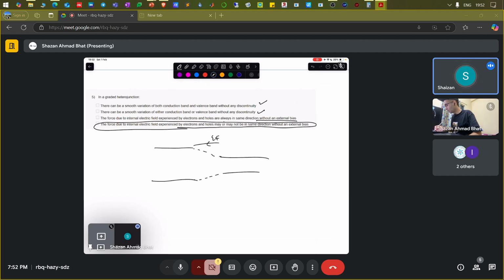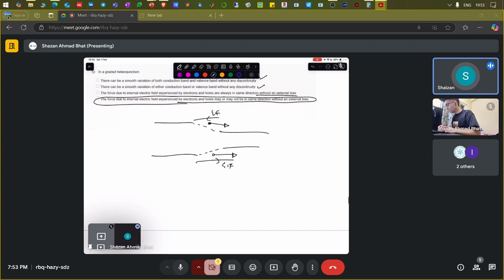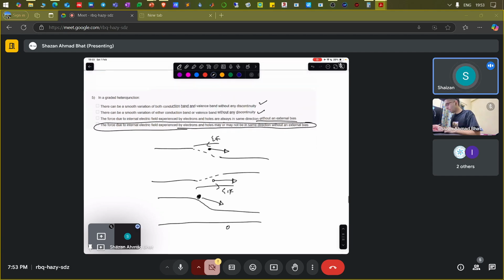The electric field is in this direction, so the electron will face the force in this direction, and the hole may feel the force in this direction. So the electric field directions may be different. The holes may feel the force in a different direction as well as in the same direction, depending upon the structure. If you have, let's say, a graded junction looking like this, then electrons will feel the force in this direction, and holes may not go anywhere because there is no bending in the structure. So this is the correct answer to this question.